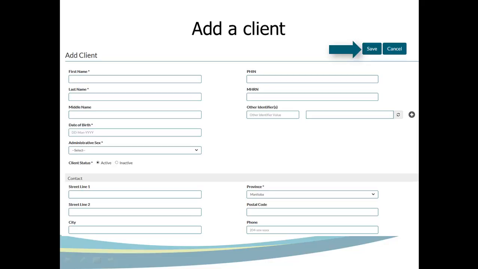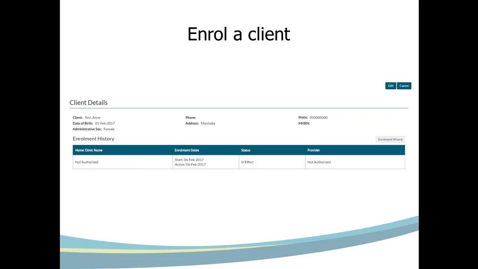Selecting Save will add the client to the provincial enrollment system. Once the client is in the system, you are able to individually enroll them to your home clinic. Now that your client demographic information is in the provincial enrollment system, you are now ready to enroll the client. The enrollment wizard will easily guide you through this process.